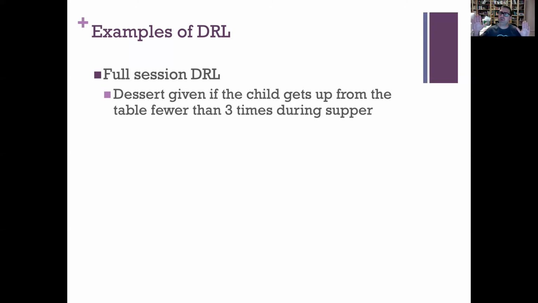So you're trying to get low rates of behavior, right? So you want to get the behavior that maybe was occurring 5, maybe the kid is getting out of the table 5, 6 times. Now you're saying it's okay for you to get out of the table, but it has to be 3 or less times that you do that. Otherwise, you won't get dessert.